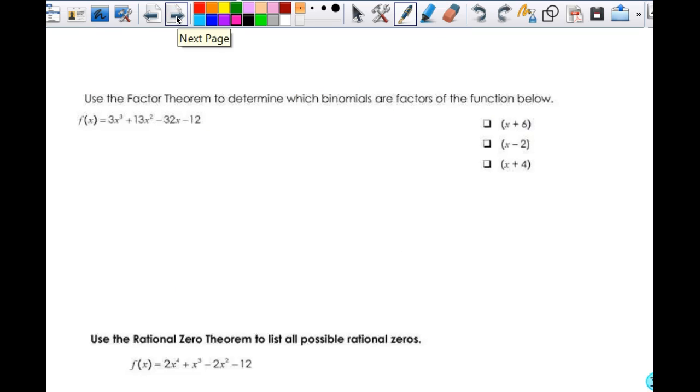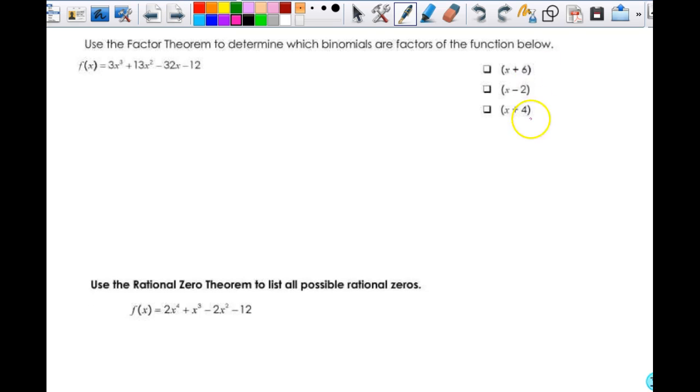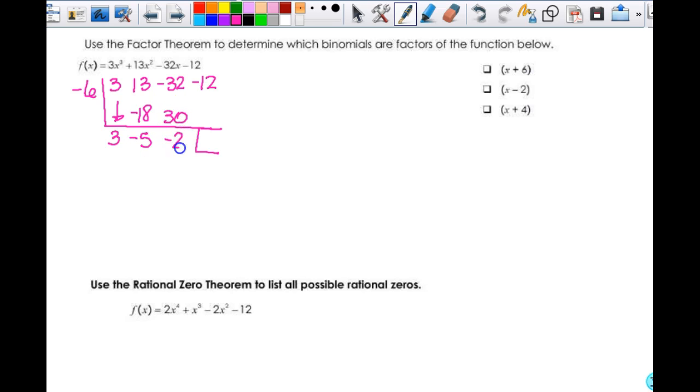Next page says, use the factor theorem to determine which binomials are factors. So now I want to figure out whether or not these over here are actually factors of this polynomial. So I'm going to start with the x plus 6, which means it's negative 6 that goes on the outside. Then I'm going to have 3, 13, negative 32, and negative 12. Bring down my 3, negative 18, negative 5, 30, negative 2, positive 12, which gives me 0.